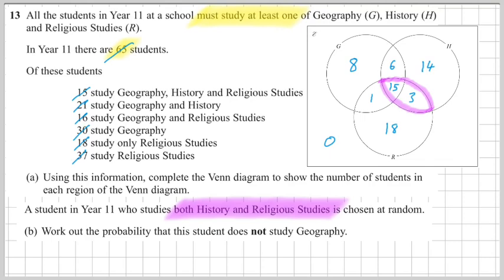Now, what's the probability that it's one of the students who does not study geography, i.e. one of these three? So you're choosing one of these 18, what's the probability that it's one of these three? Well, the answer is simply 3 out of 18, 3/18. You can simplify that if you want, but you get the marks for 3/18.